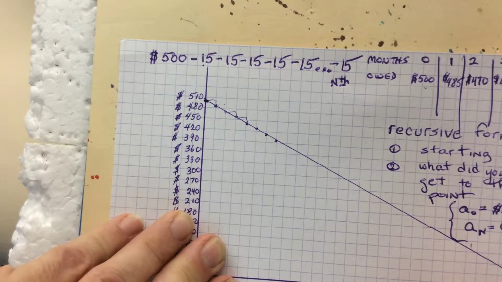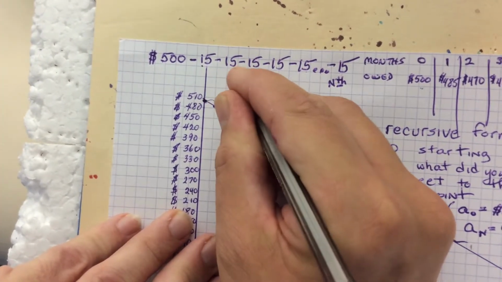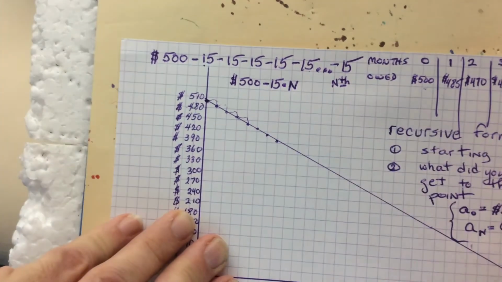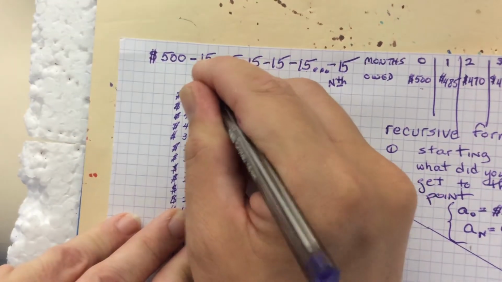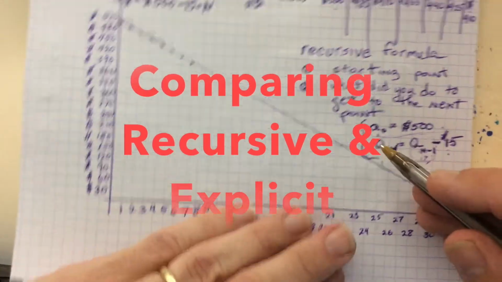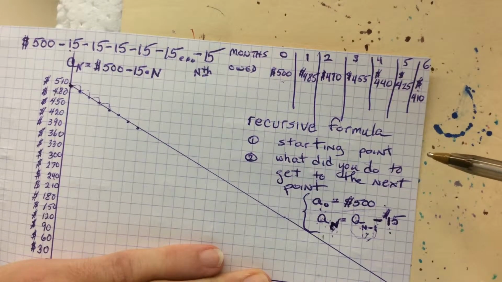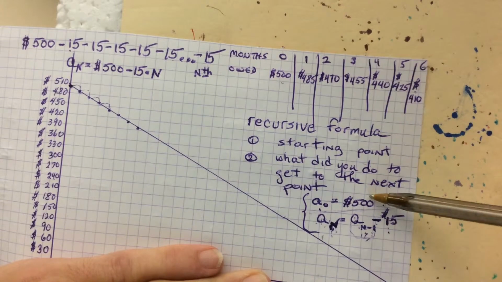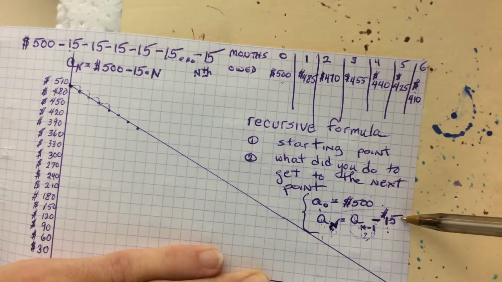Well, we have a way of saying that. Okay? If we have multiple subtractions here, then we're saying you're going to take $500 and subtract 15 n times. Okay? And that will give you the nth term in the sequence. A0 was 500, and the reason we're calling it A0 instead of A1 is because it's at month 0. It's before any time went by, right? Then after 1 month, I took this number and subtracted 15. After 2 months, I took the number from 1 month and subtracted 15.